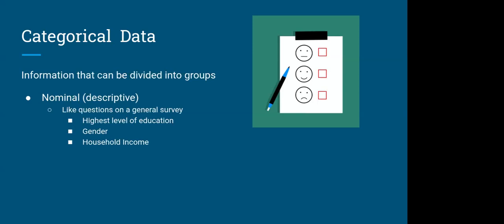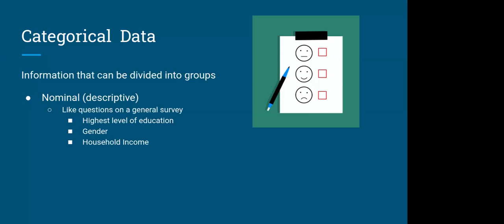So now, in categorical data, we have two types. Nominal data is descriptive. And those are like questions on a general survey, the highest level of education, gender, or household income. Because again, those are ways that we can group people by description.